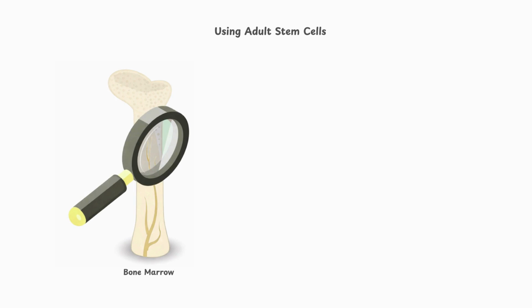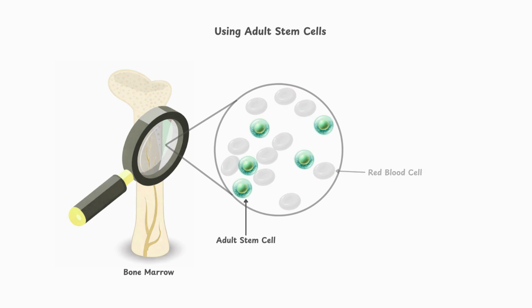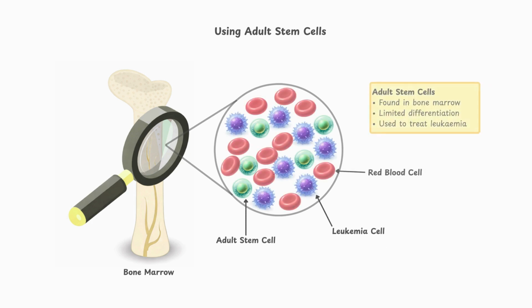Adult stem cells are found in tissues such as bone marrow. They can differentiate into certain specialized cells, mainly blood-related cells. These stem cells are already used to treat diseases like leukemia by replacing damaged blood cells.